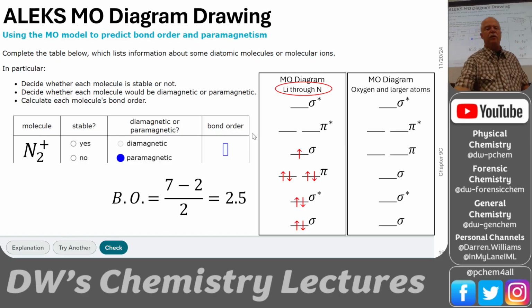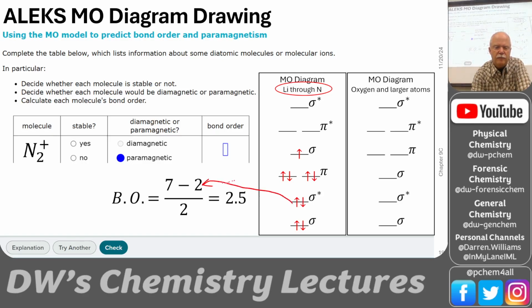And the bond order, now we have 7 bonding minus 2 antibonding. So here's your 2 antibonding right here. Okay, that's 5. 5 divided by 2 is 2.5. So it would be in between a double bond and a triple bond. It would be intermediate in bond length, and we can discover that that's the truth. It would be 2.5 bond order. Still a stable molecule, though.